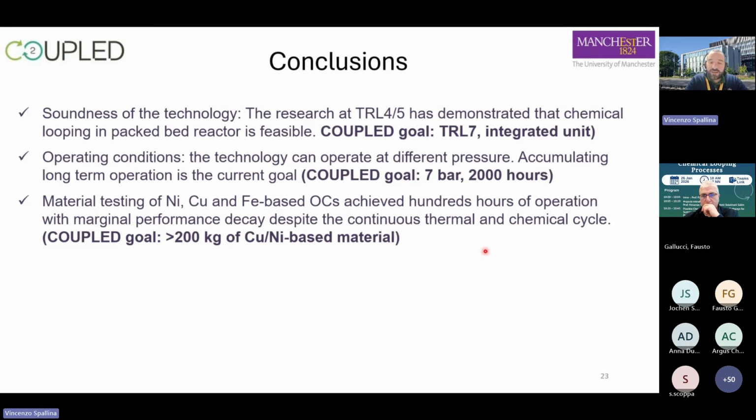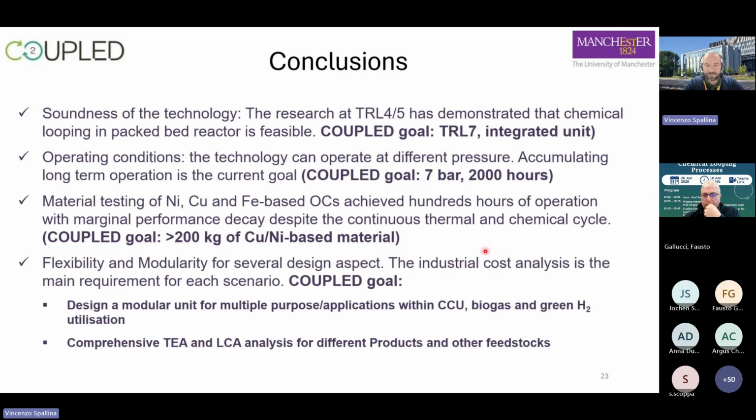As far as material is concerned, extensive testing has been done with nickel, copper, and iron oxide. This is also research done together with Johnson Matthey, who is also involved in this project. We could reach more than 100 hours with all these materials, but the goal for the COUPLED project is to use a 200 kilogram material bed and operate with copper or nickel-based material, depending on whether it's dry reforming or reverse water gas shift.